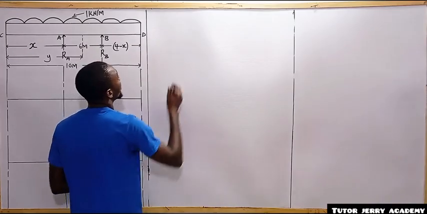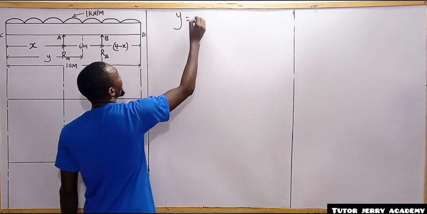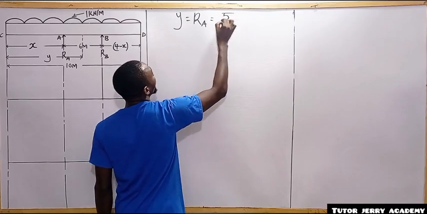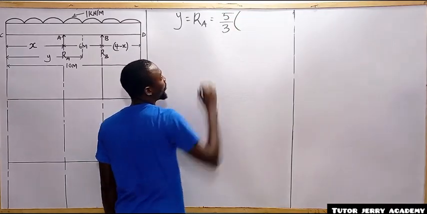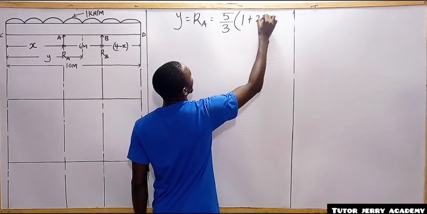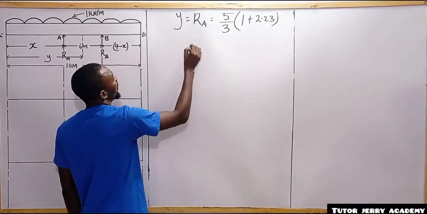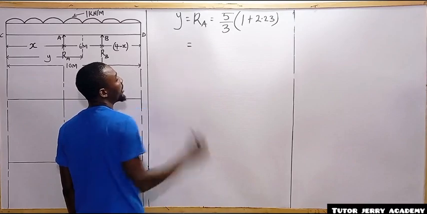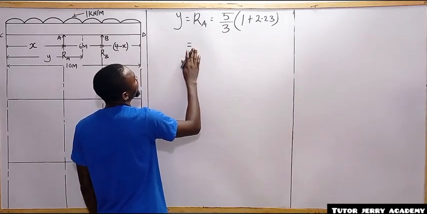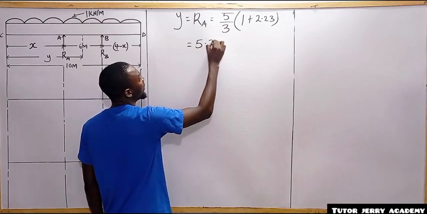What our Y is, our Y is equal to the reaction at A, which is equal to 5/3 into 1 plus S, that is 1 plus 2.23. All right, so it shows that the both values are going to be equal to 5.38 kilo.